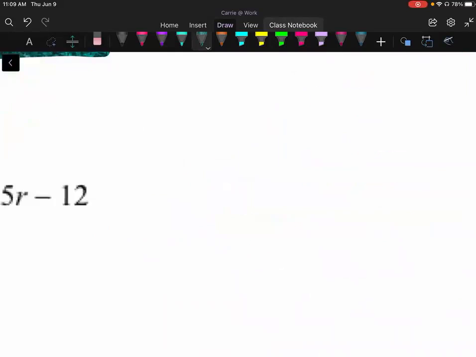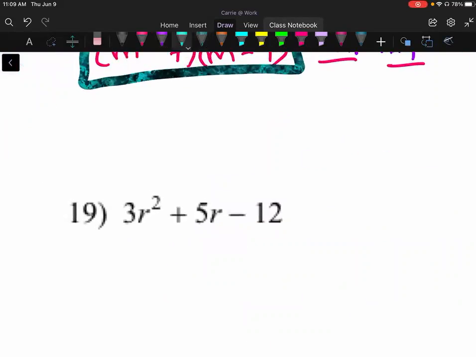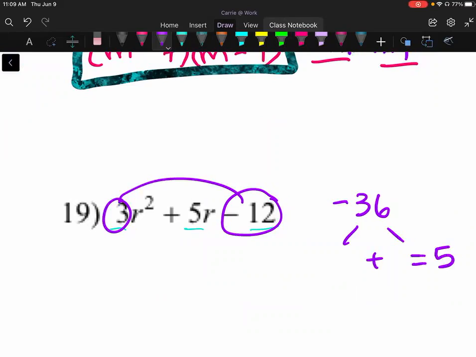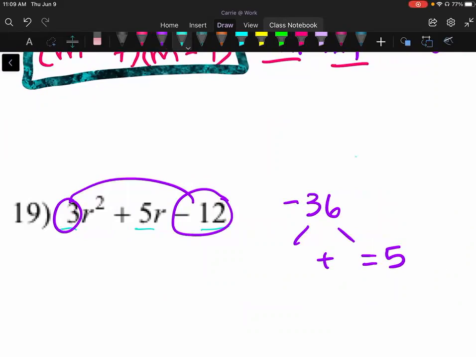All right, next ones are a little bit more challenging. There's nothing that I can take out of all three of these. So we are just going to have to factor the long way. 3 times negative 12 is going to give me negative 36. I want two factors of negative 36 that add to give me 5. So let's think about that. 6 and 6, no. 3 and 12, no. Let's see, what are other factors of 36? 4 and 9, yes, that worked. So we're going to use positive 9 and negative 4.